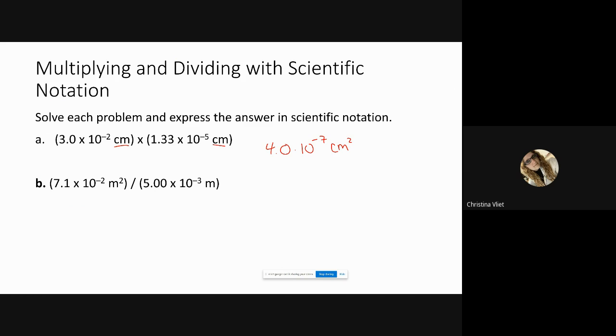Taking a look at the second one. This right here, whenever you see the backslash, that always means division. And so this means that the scenario that you actually have is 7.1 times 10 to the negative 2 meters squared divided by 5.00 times 10 to the negative 3 meters.